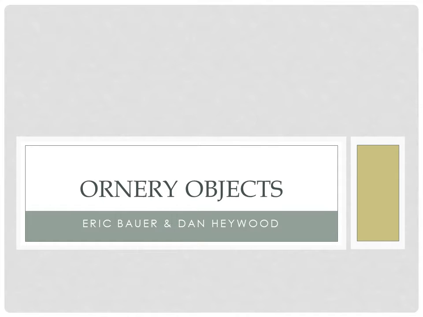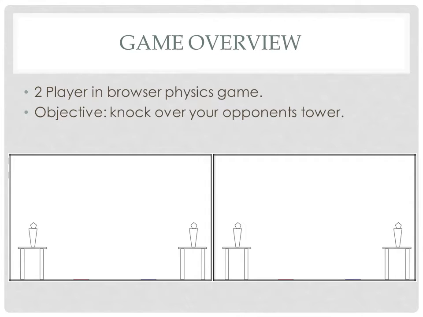The name of our game is Ornery Objects. My name is Eric Bauer and Dan Haywood was my partner. The basic premise of the game is a two-player over-the-network in-browser physics-based game where you're trying to knock over your opponent's tower. This object up here is the target object. If it falls to the ground, you lose.